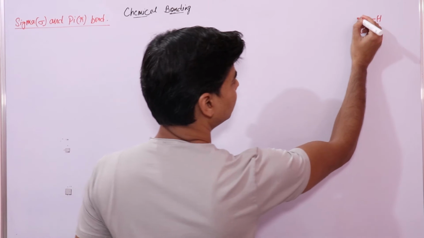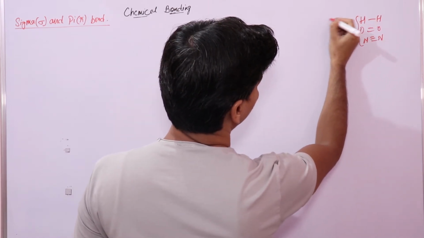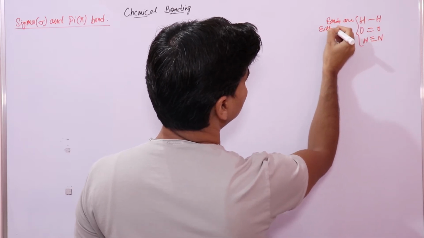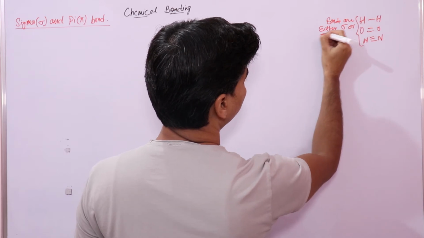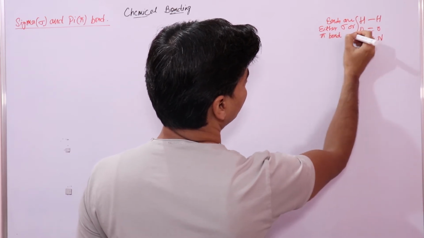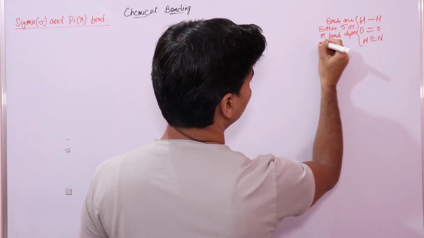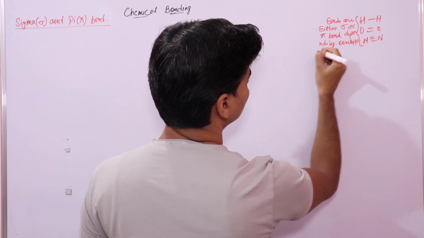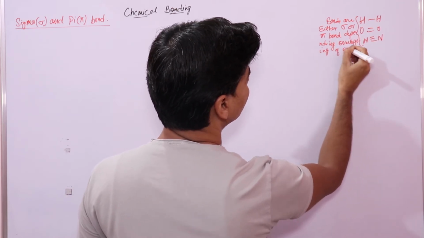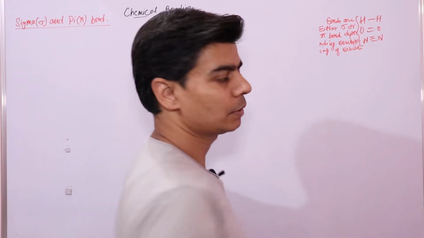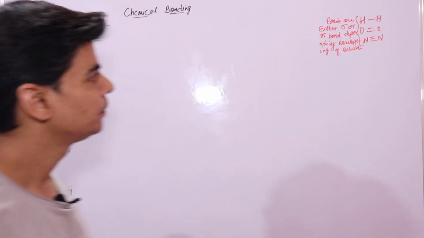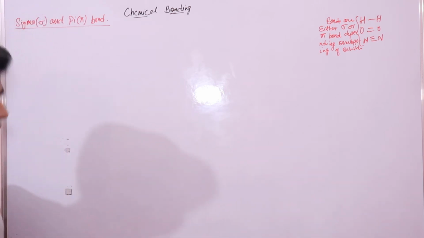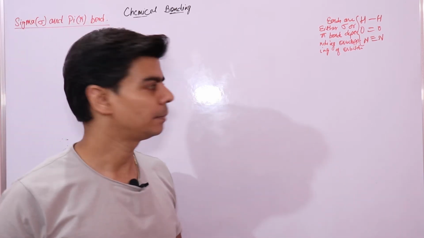So I'll just write it over here. These bonds are either sigma or pi bond, depending on overlapping of orbitals. Overlapping of orbitals we have done in the previous video lecture, so you should have an idea of what is overlapping of orbitals. So let's just talk a little about overlapping again.